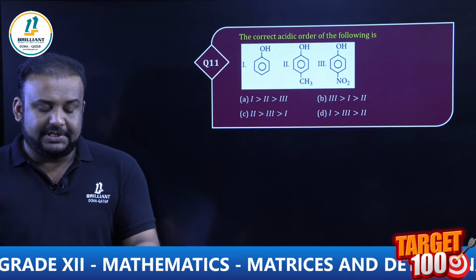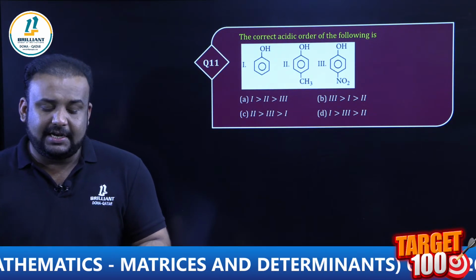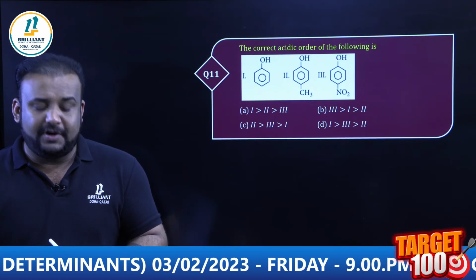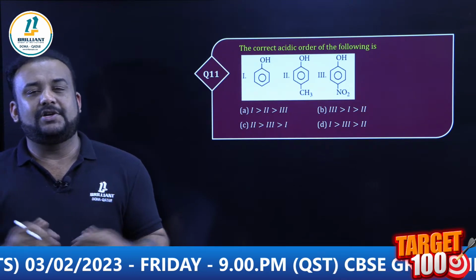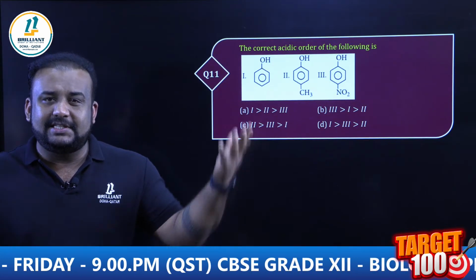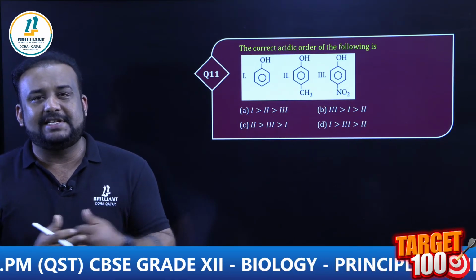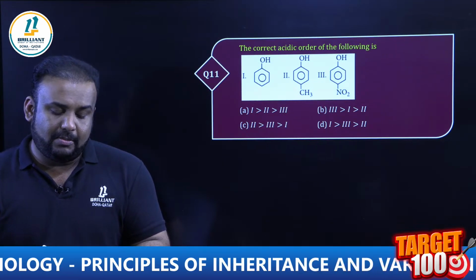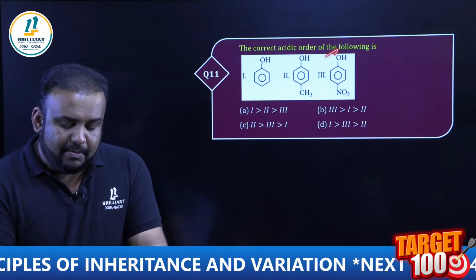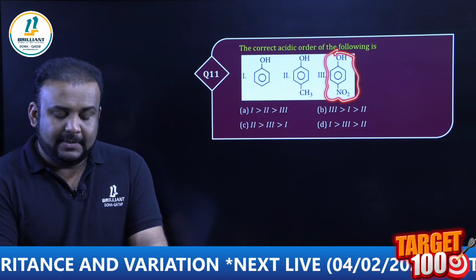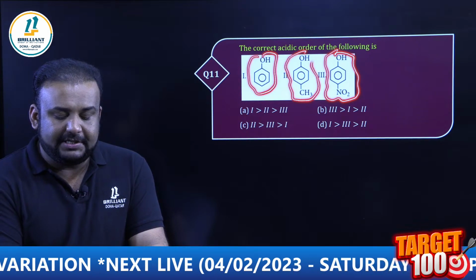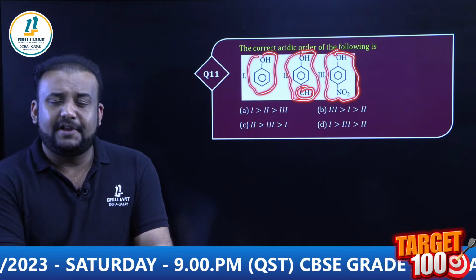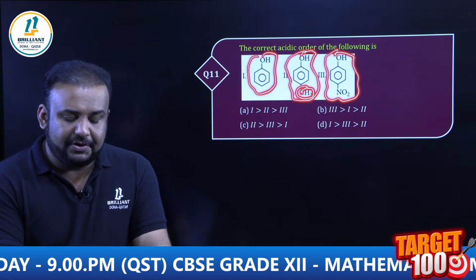Now, the next question. I think you don't need my help for this question. The correct acidic order of the following is: you have phenol here, you have 4-methyl phenol here, 4-nitrophenol here. What is the rule? Electron withdrawing group increases the acidity, electron releasing group decreases the acidity. So what will be the correct order of the following compounds? So here you can see that the most acidic will be this, then this, and the least will be this, because electron releasing group like CH3 is going to destabilize the phenoxide ion. It won't be as effective as electron withdrawing groups.